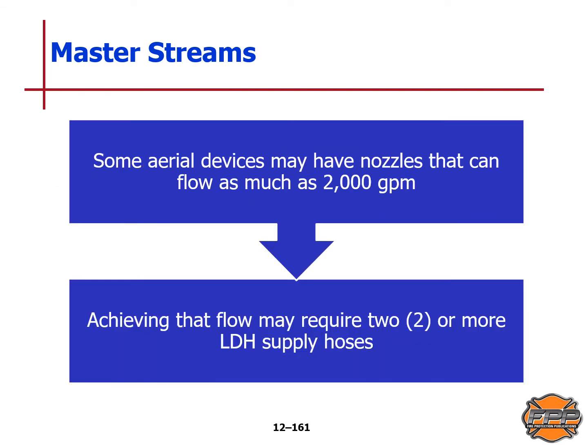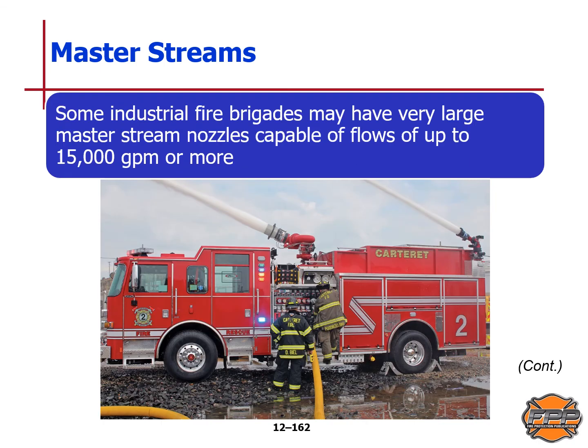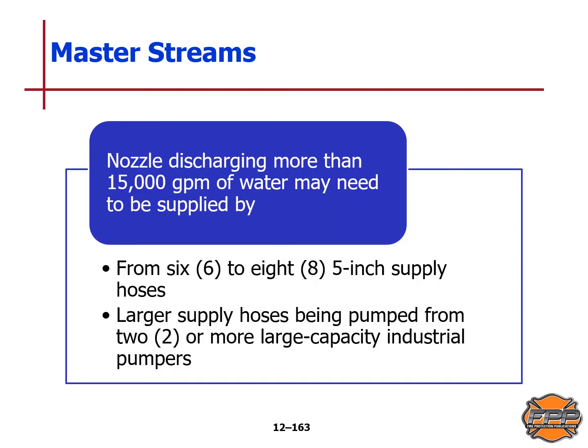Some aerial devices may have nozzles that can flow as much as 2,000 gallons per minute. Achieving that flow may require 2 or more LDH supply hoses. Some industrial fire brigades may have very large master stream nozzles capable of flows up to 15,000 gallons or more. A nozzle discharging more than 15,000 gallons of water may need to be supplied from 6 to 8 5-inch supply hoses or larger supply hoses being pumped from 2 or more large capacity industrial pumpers.